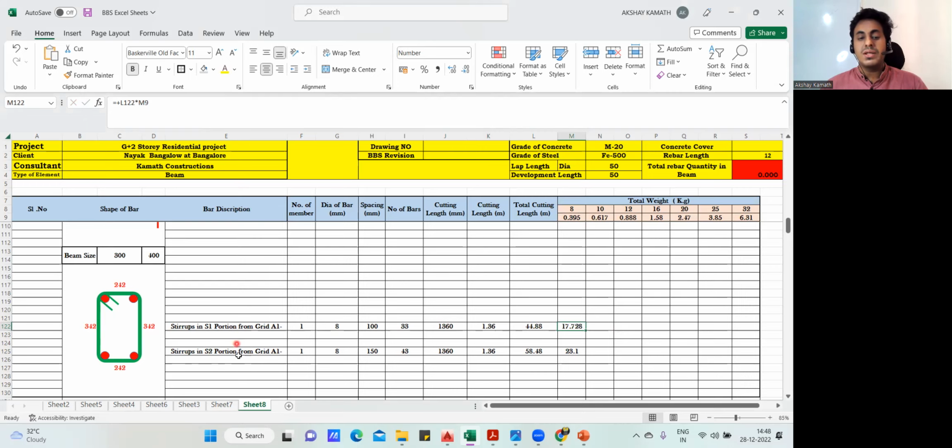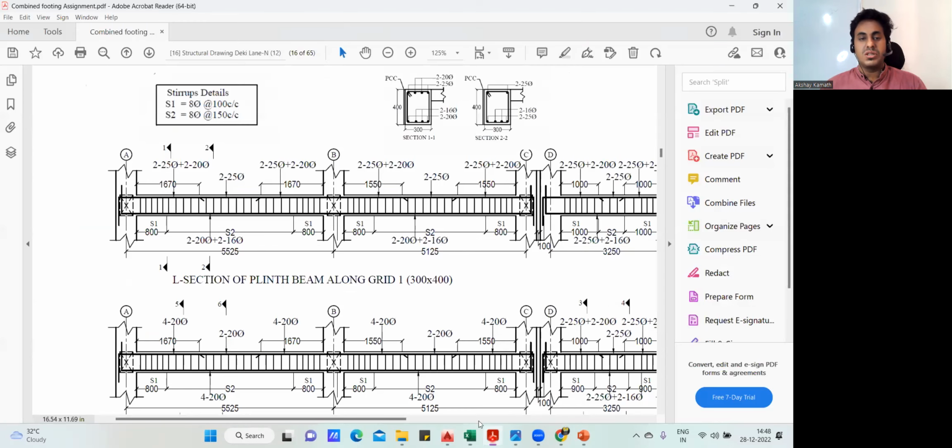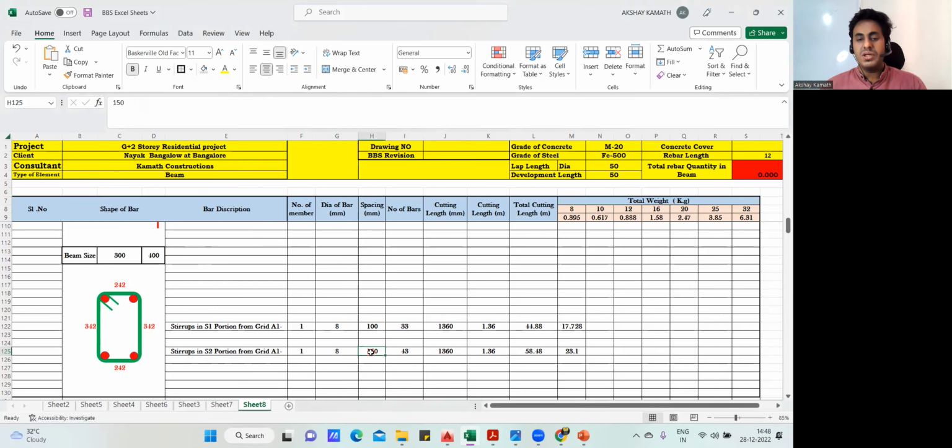So again, between S1 and S2 portion, your cutting length and everything remains the same. Nothing will change. Only the number of stirrups will change. So again, this is 1. Diameter is also 8. Spacing will change. Spacing they have mentioned 150 and 8 diameter. So I've written 150, I've written 8 here. Okay. Now come to the number of bar. So now to find the number of bar, it is a bit tricky. Why is it tricky?